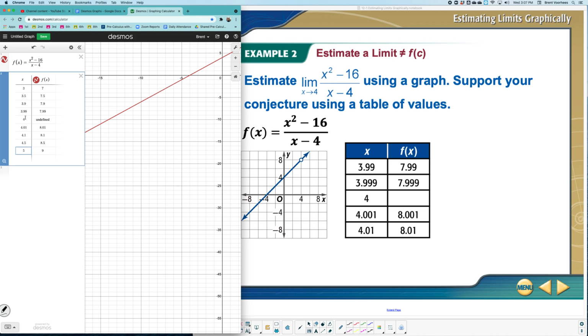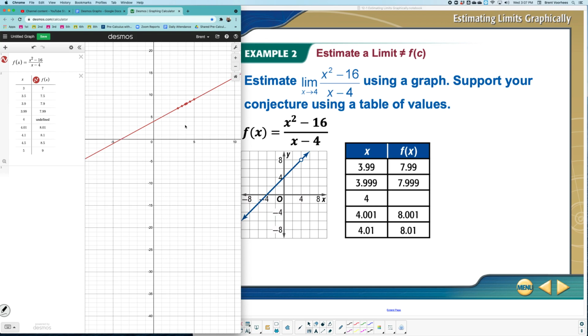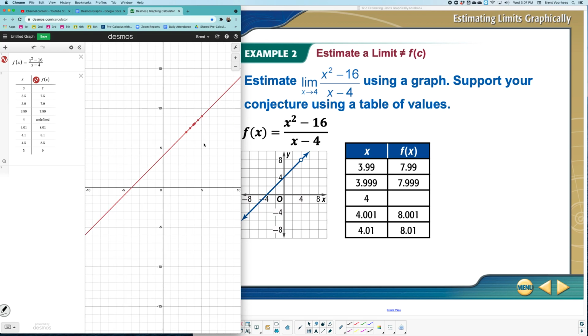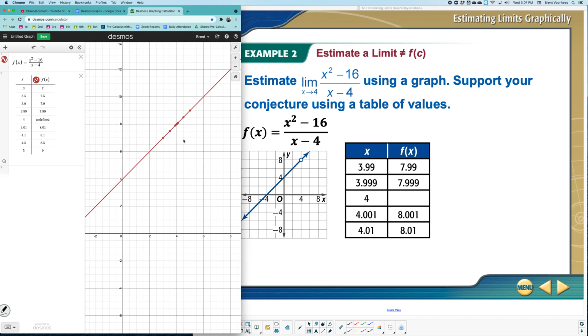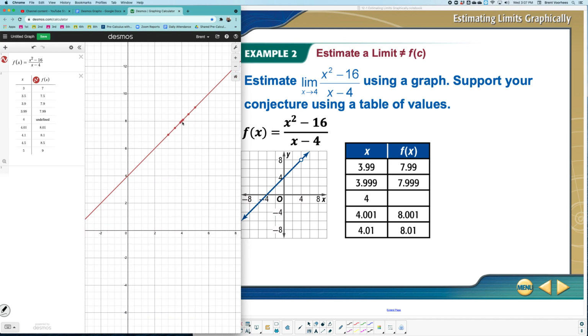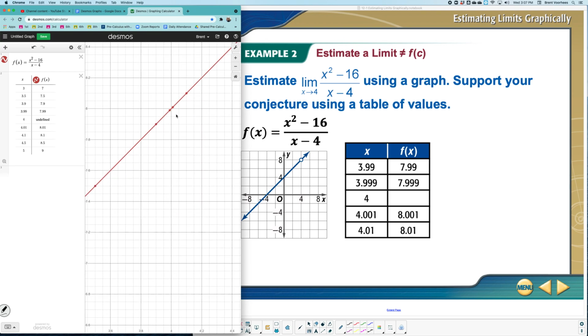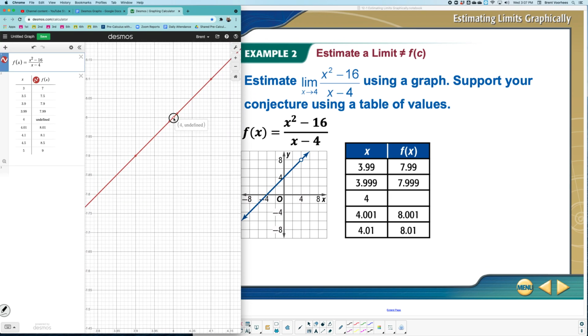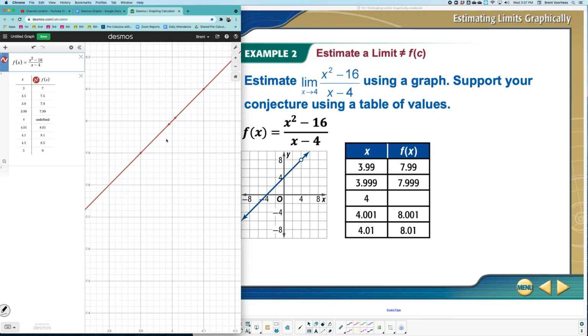So you can just kind of see I'm getting closer and closer here on my values, and I'm going to take this graph and zoom in. As we get closer and closer to this value 4, the graph appears to be approaching the value 8. That's what it looks like to me, and the table is showing the same thing. But if we zoom in here, what's going to happen when I get to 4, you'll see that it has an open circle, which means the graph is undefined there.